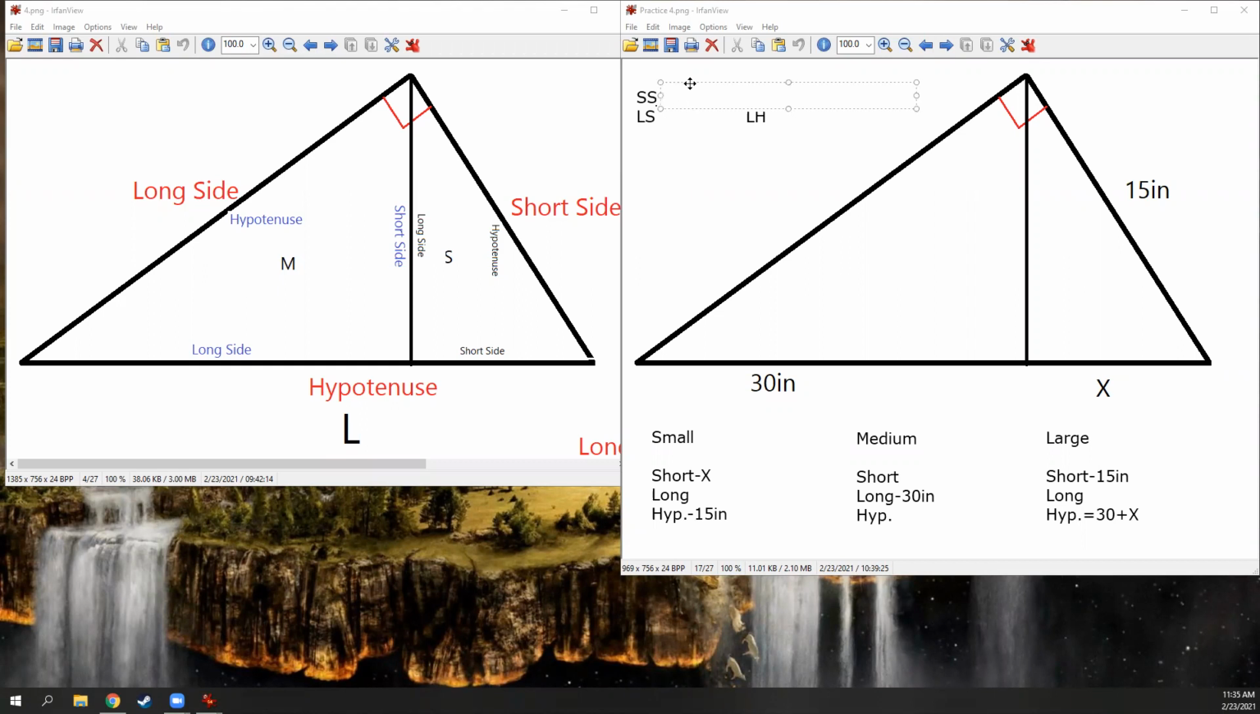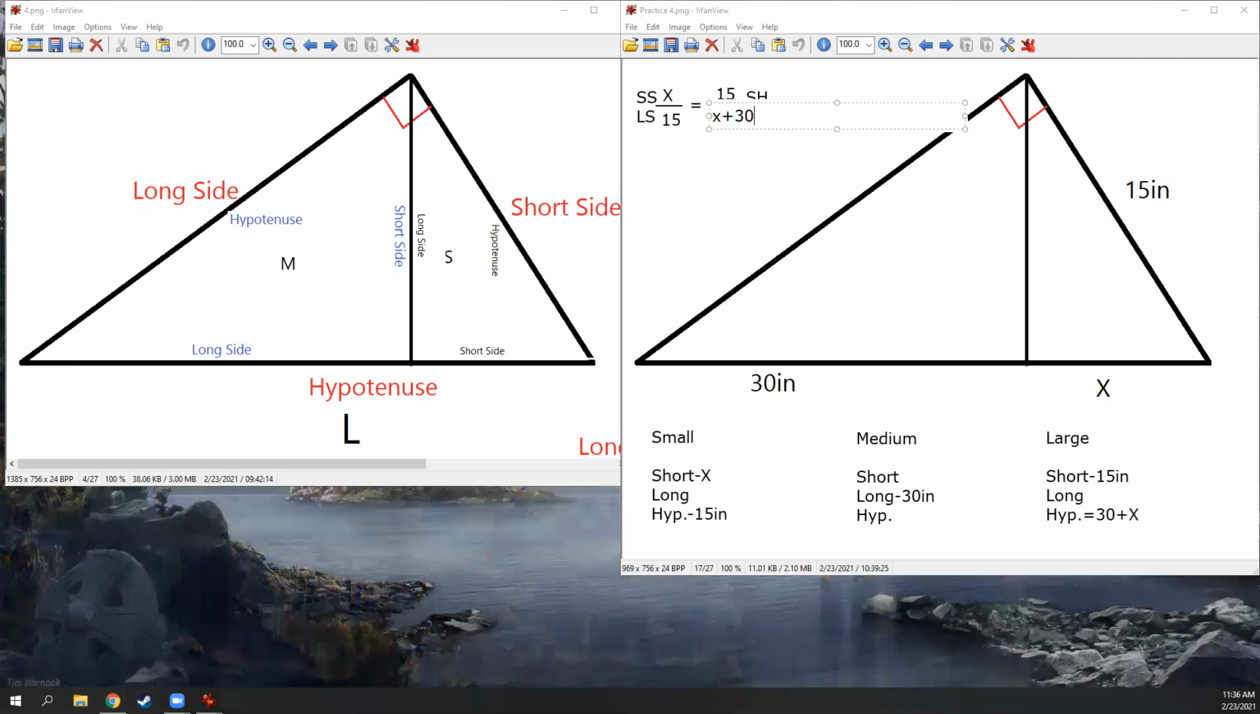All right, small triangle short side is x. Large triangle short side is 15. Small triangle's hypotenuse is 15. And the large triangle's hypotenuse is, we're going to flip it around, x plus 30. Only reason why we're going to flip it around is one, it doesn't change any of the math, and two, we're used to seeing it as x first, right? So, all right. So this is what we're going to do.